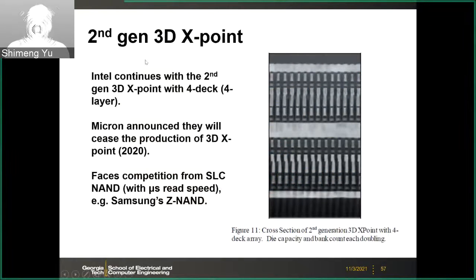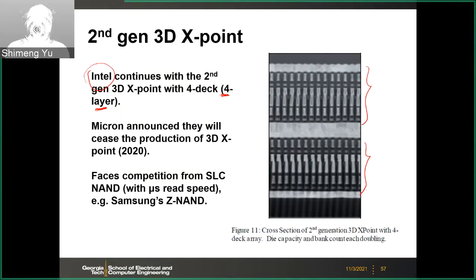And Intel continues the development for the second generation. I think last year they reported a 4-layer 3D XPoint. Previously, we only had those 2 layers. Now they stack 2 more layers, so in total they have 4 layers. But Micron announced they stopped the production of the 3D XPoint last year. So now only Intel is continuing the effort, and Micron gave up because the market is not so great, I believe.